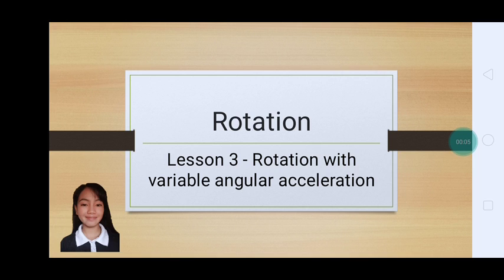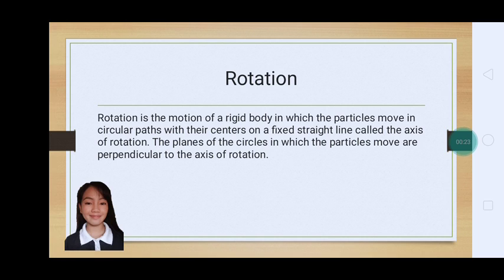Our lesson for today is all about rotation. Lesson 3, rotation with variable angular acceleration. In the previous lesson, we learned the different formulas of rectilinear motion and rotation. Since the differential equations of rectilinear motion and rotation are mathematically identical, we need to observe merely that the technique for handling the case of rotation with a variable angular acceleration is identical to that developed in rectilinear motion with variable acceleration and motion curves.